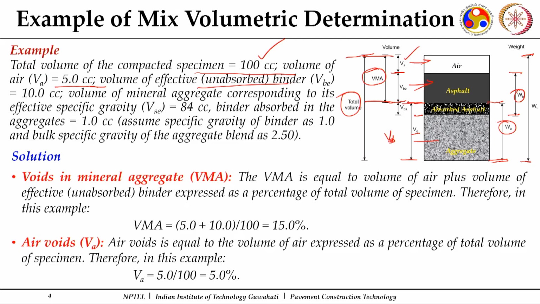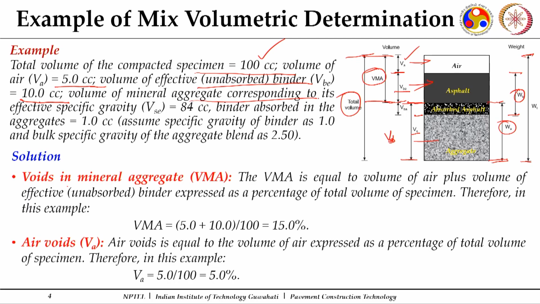Now, the volume of effective, that is the free bitumen. If the free bitumen is, say, 10 cc in this particular one, so this VFB or VBF or VBE is your 10 cc in this particular example.